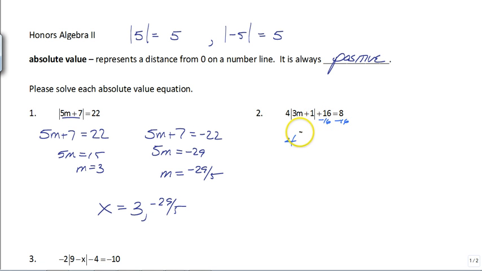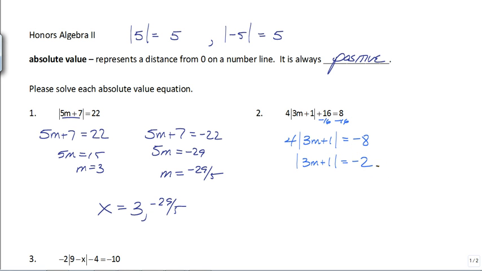And that'll give you 4 times the absolute value of 3m plus 1, and that would be equal to a negative 8. And now we're going to divide everything by 4 to get the absolute value by itself. So we have the absolute value of 3m plus 1 is equal to a negative 2.